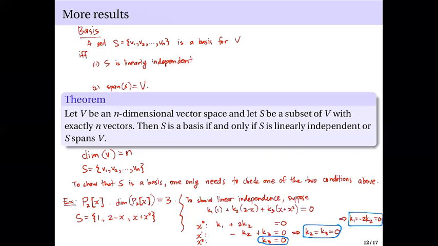Okay? So all these coefficients, all these scalars, k1, k2, and k3 are 0. So this set is linearly independent. Okay? So just write that conclusion. Suppose this is true, we solve, therefore, this is linearly independent. And therefore, this is a basis. We don't need to do the span. So we are using this theorem here. Okay? Questions?